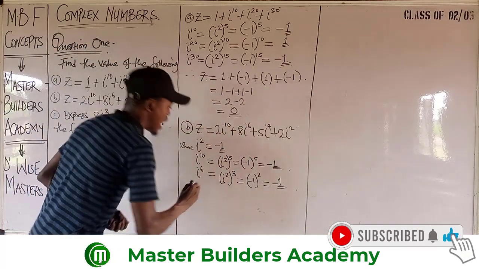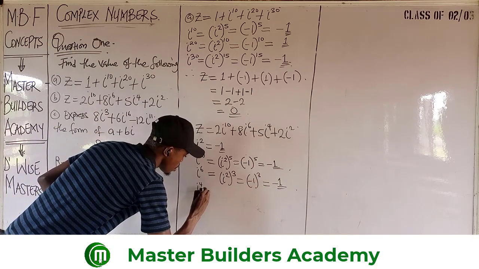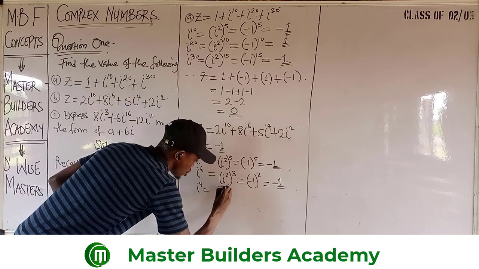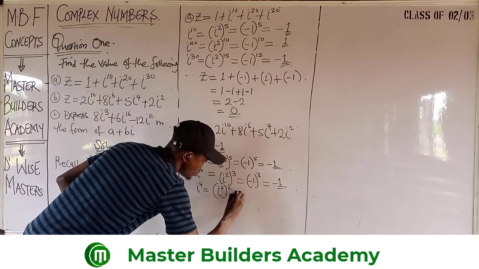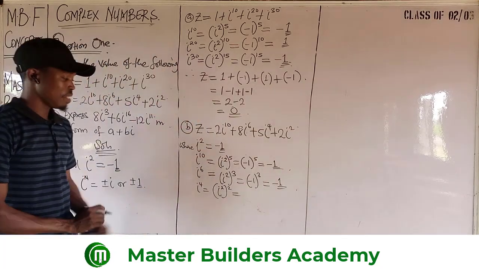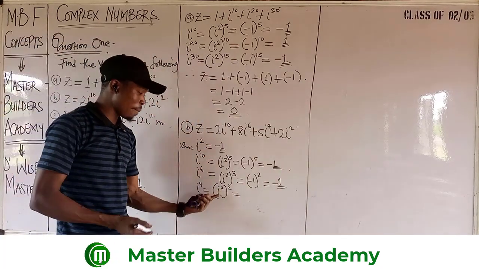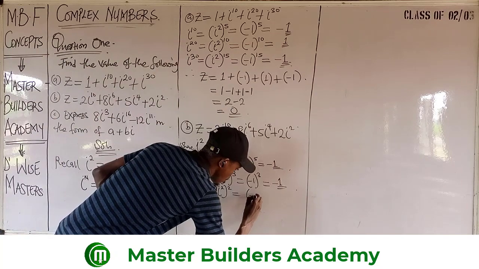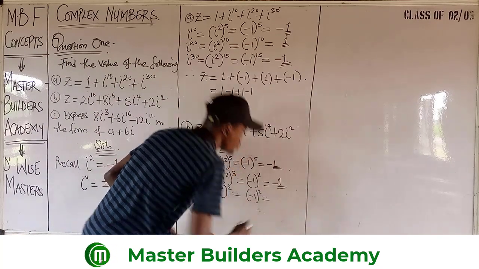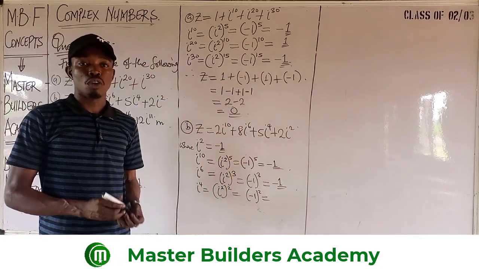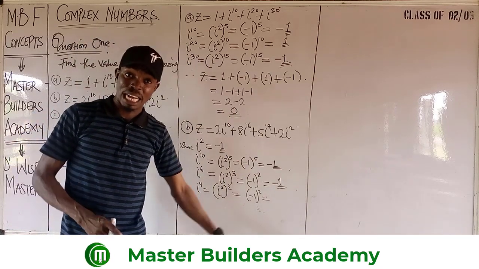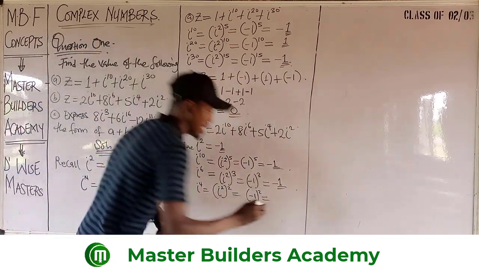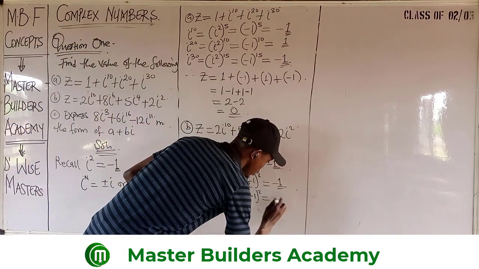Then finally we have i raised to the power of 4. i raised to the power of 4 is i raised to the power of 2 all raised to the power of 2. Alright? Just divide 4 by 2, you have 2. 2 multiplied by 2, you have 4. And then this is minus 1 all raised to the power of 2. And when a negative 1 is raised to the power of an even number, the outcome is positive 1. And this is positive 1.